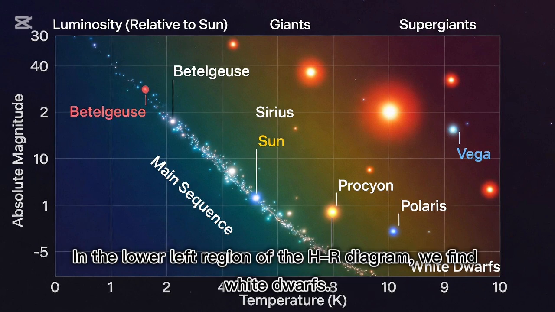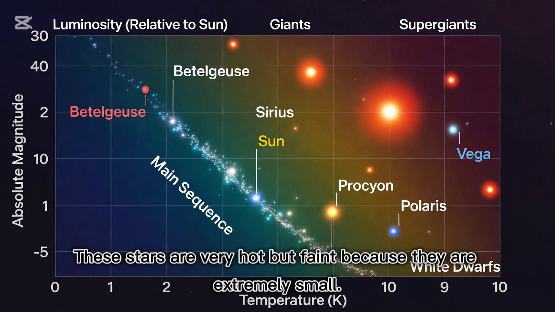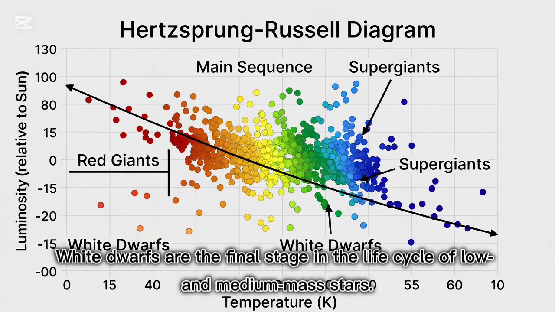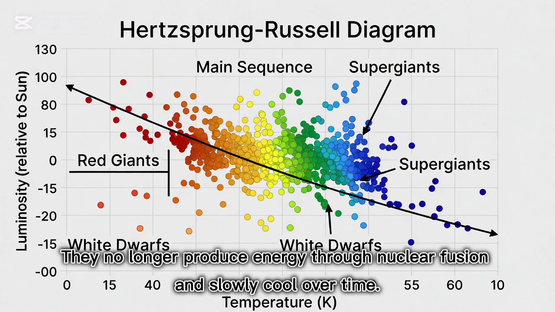In the lower left region of the HR diagram, we find white dwarfs. These stars are very hot but faint because they are extremely small. White dwarfs are the final stage in the life cycle of low and medium mass stars. They no longer produce energy through nuclear fusion and slowly cool over time.